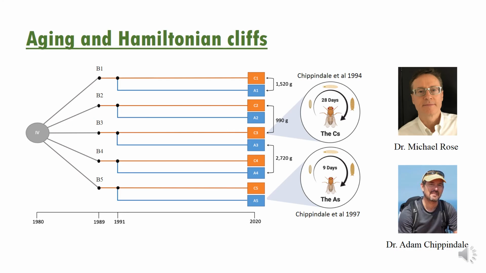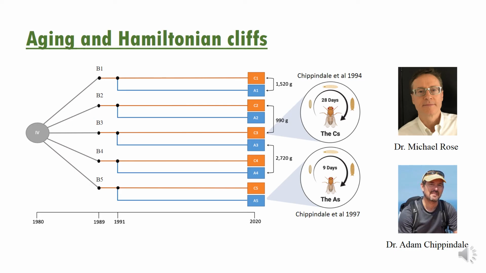In one selection regime, they were selected to reproduce extremely late, and in the other one, they were selected to reproduce very early. These populations have since gone on to be called the Cs and the As, and are now maintained on much more standardized regimes rather than active selection program. The Cs are cultured once in 28 days in non-overlapping generations, and the As are cultured once in 9 days, also in non-overlapping generations.